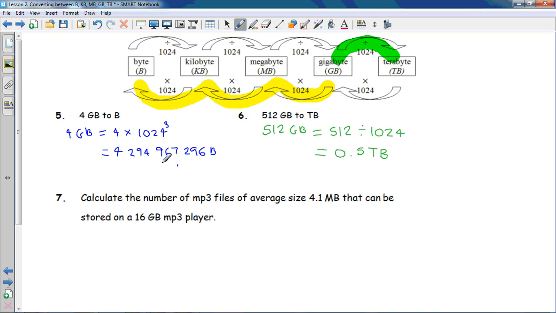So now on to a worded problem. One that we're going to find in our everyday lives that you'll need to know how to solve, and ones that will be very common in your exams. So we have: calculate the number of MP3 files of average size 4.1 meg that can be stored on a 16 gig MP3 player. The first thing to note here is that we've got two measurements in different units. We've got megs and we've got gigs, so megabytes and gigabytes. So we need to convert to the same units.